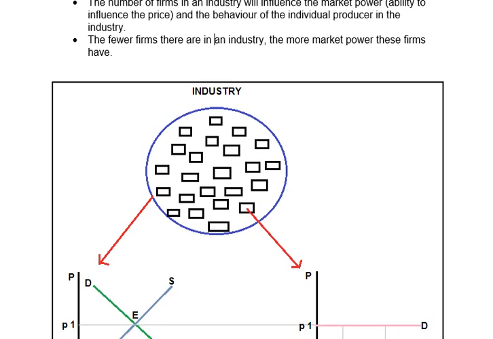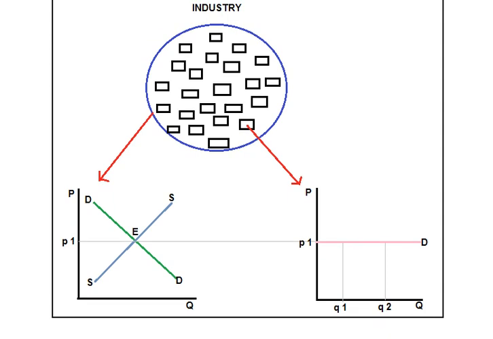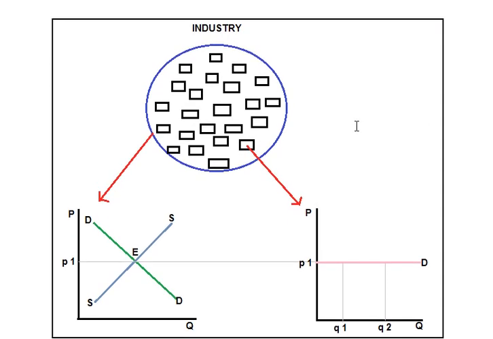Now, if we look at this graph, this is revision from last year. We did this exact same graph in grade 11 as well. If this blue circle represents the industry or the market, and each little black block inside of here refers to an individual producer. Now, in the perfect market, the price is determined through the interaction between market demand and market supply.